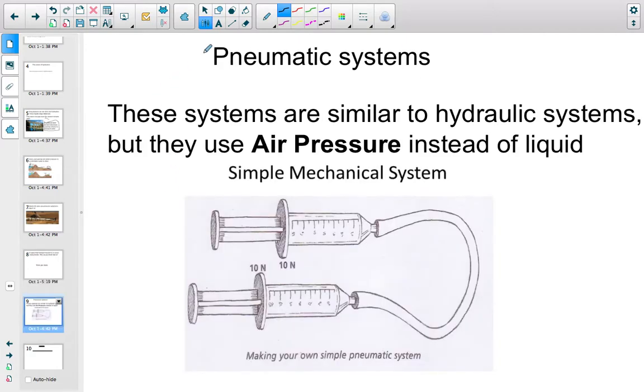Pneumatic systems, pneumatic, not hydraulic, pneumatic, instead of using liquid pressure, they use air pressure. They use air pressure to move or control machines. So these systems are similar to hydraulic systems, but they use air pressure instead of liquid pressure. An example of this would be two syringes attached through a tube. As you apply 10 newtons of force on one, the gas gets pushed through this tube and pushes back with 10 newtons of force against the other syringe.